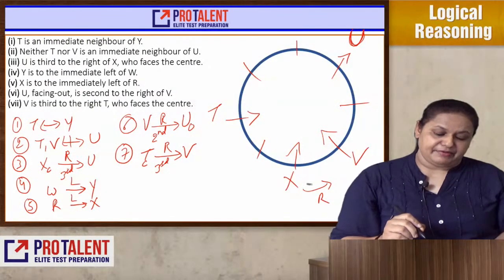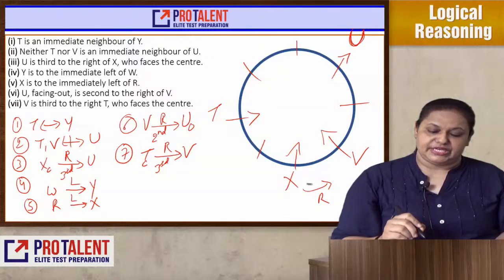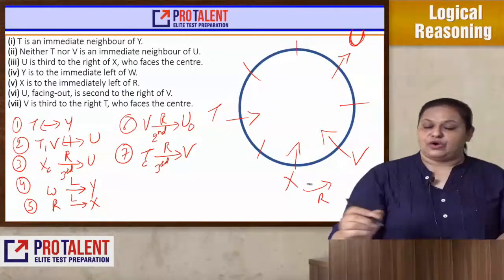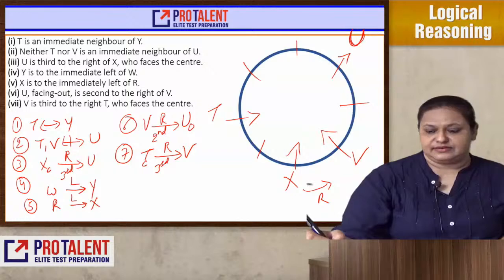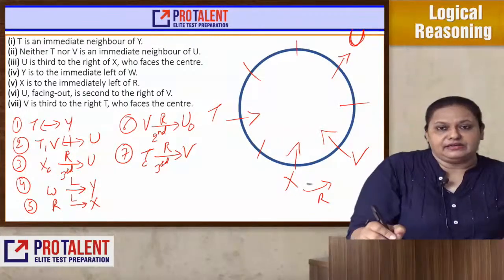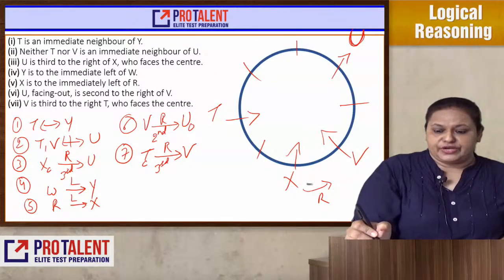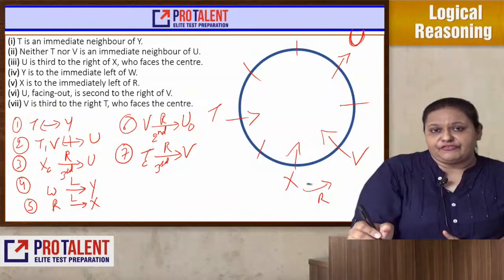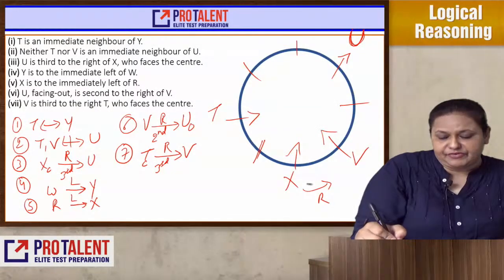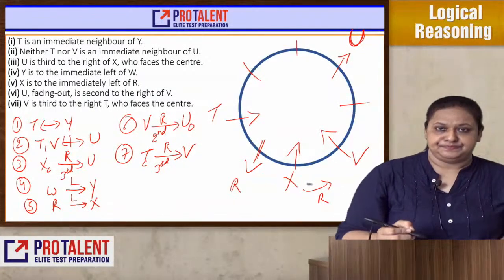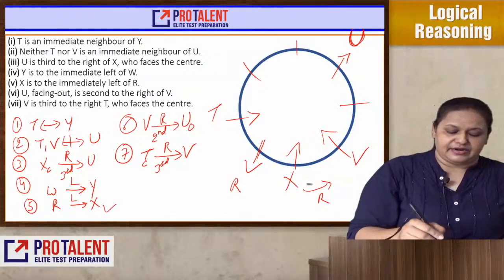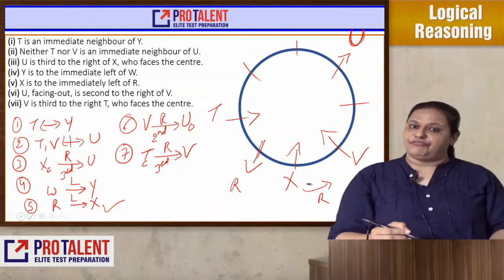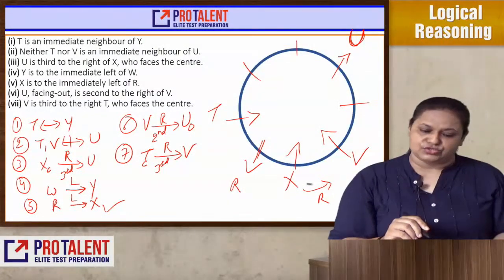Then I also have the point that R is to the immediate left of X. Now one side, V is already there, right? So I am only left with R over here. If R is on the left side of X, it is only possible if R is facing outside. So I am done with this also.